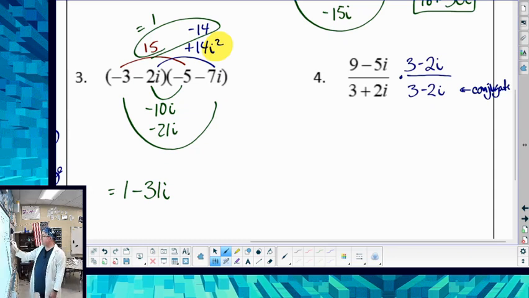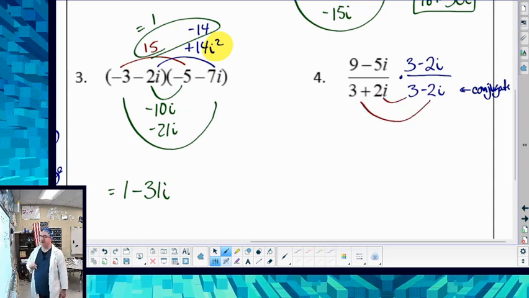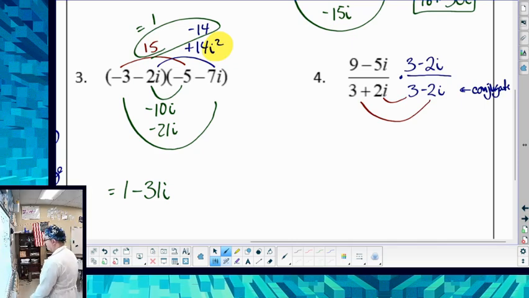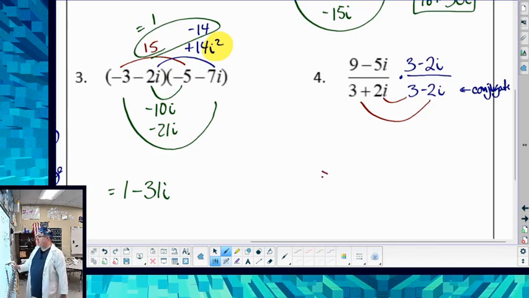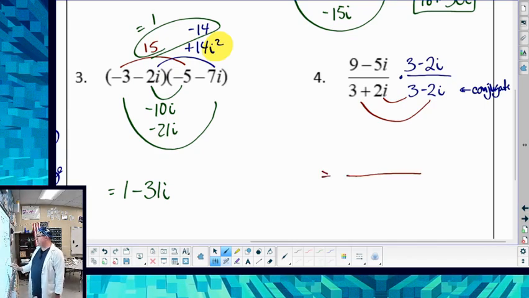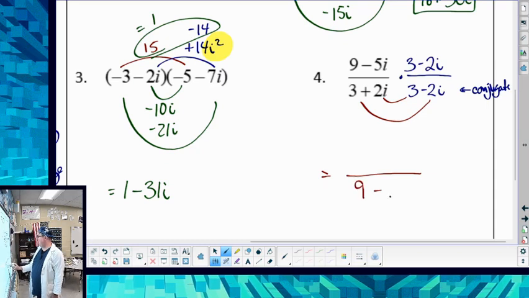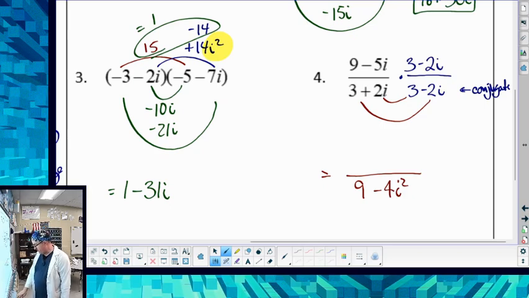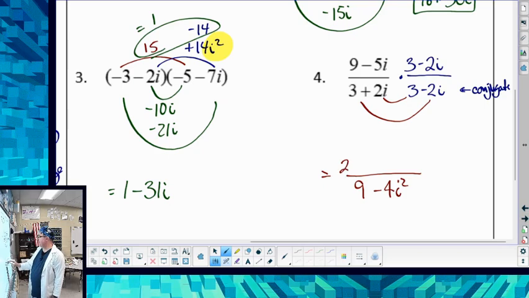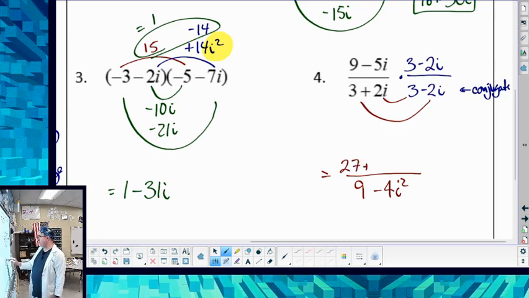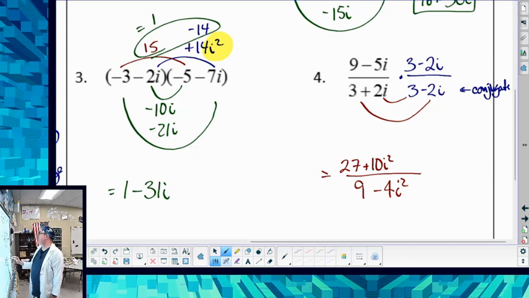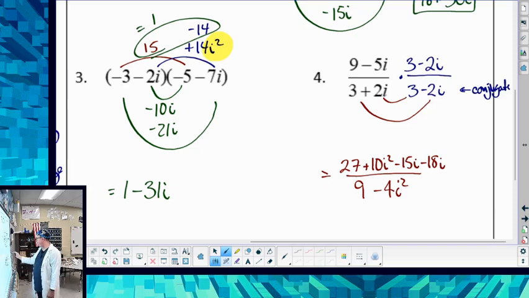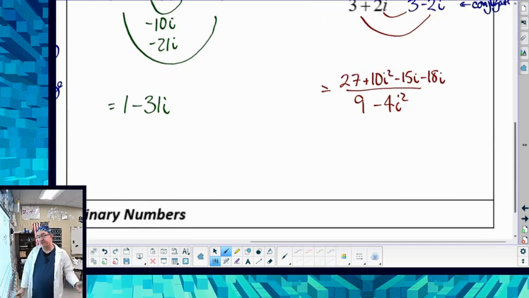And the reason being is when I multiply these two parts together, I'm going to get a zero pair. I'm going to get 6i and negative 6i, which cancel each other out. So when I multiply this out, this denominator is going to turn into 9 minus 4i squared. The top is going to turn into a 27, a plus 10i squared, a minus 15i and a minus 18i. And then from there, we're just going to simplify.